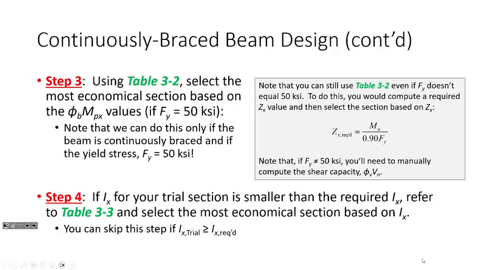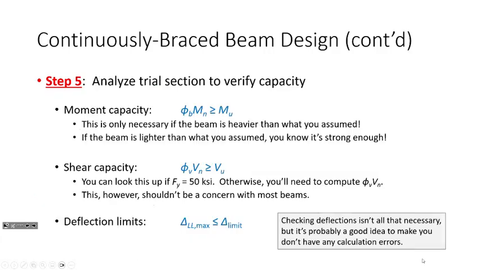Now you can skip this if for your trial section the moment of inertia is bigger than what's needed, but if it's smaller than what's needed, you're going to have to update your trial selection. Once we get a trial shape, we're going to need to analyze that section to verify its capacity. And what I mean by that is moment, shear, and deflection, but really that's only necessary if the beam is heavier than what you assume, okay?